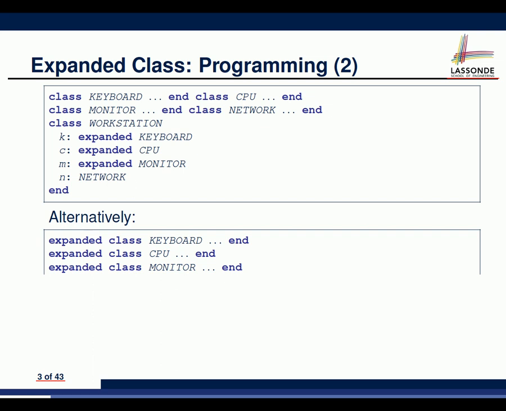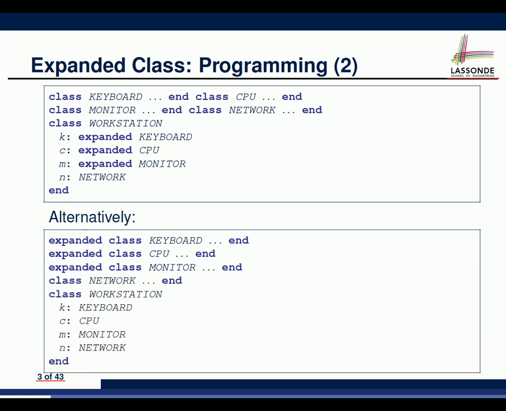That's expanded class. And now over here, for the attribute declaration, when we say k of type keyboard, we would know it's actually expanded, right? Because at the class level, we say keyboard is expanded. On the other hand, network at the class level was declared as non-expanded, just a reference type. So both ways are completely equivalent. It's completely up to you which one you prefer. Any question about this before I show you how things would behave if you declare them as expanded?